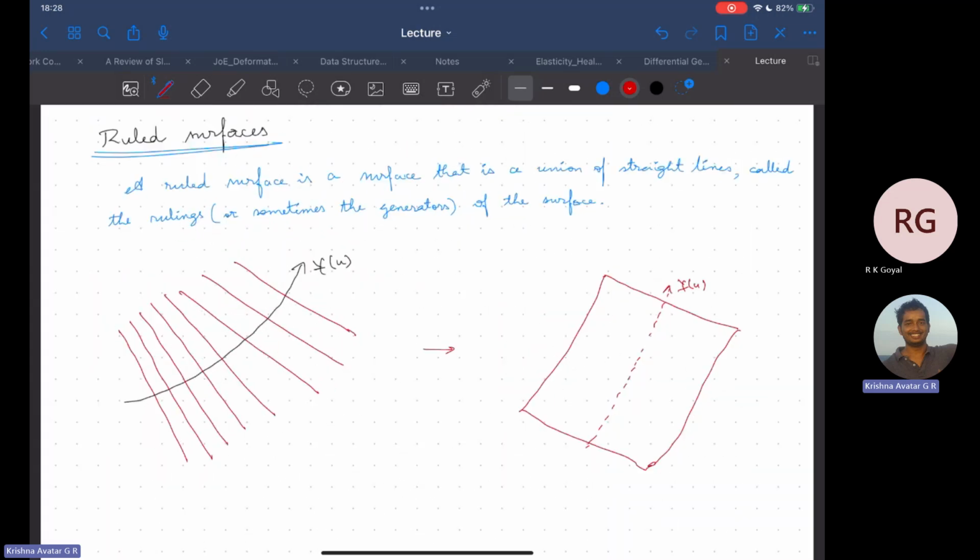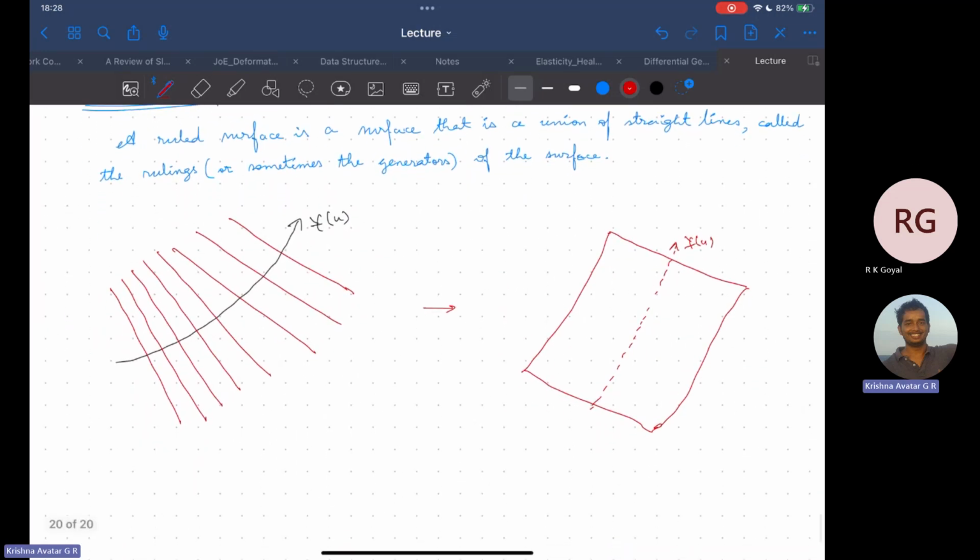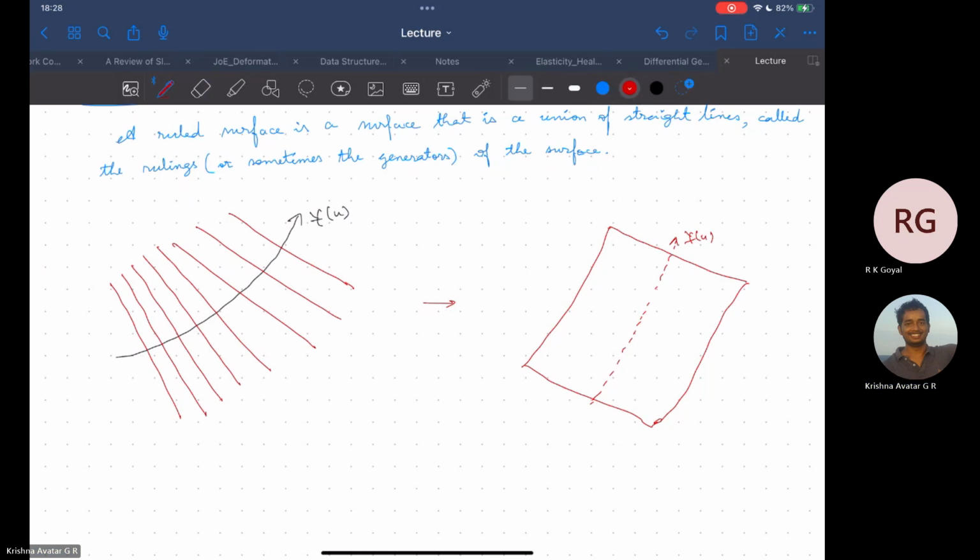So this is what we call a ruled surface. These are called rulings. These lines are rulings, or even generators. And this gamma vector is sometimes called a directrix. Will there be any relation between the angles of the lines and the curvature of the curve formed by taking the union of the lines? Yeah, actually, the angle itself will become a function of this parameter u.